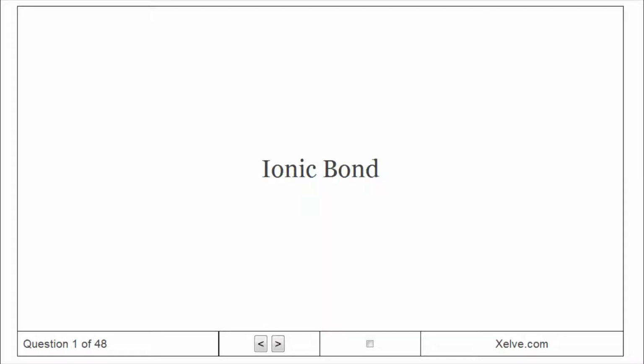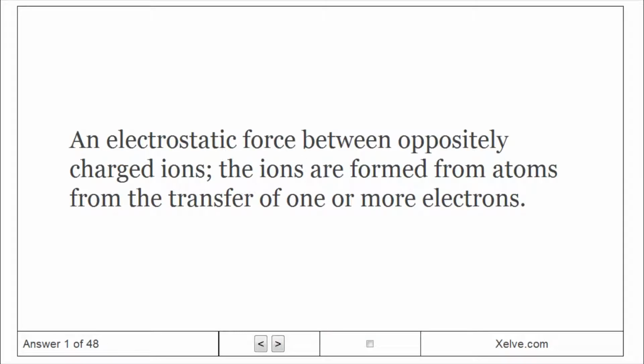Ionic bond. The electrostatic force between oppositely charged ions. The ions are formed from atoms by the transfer of one or more electrons.